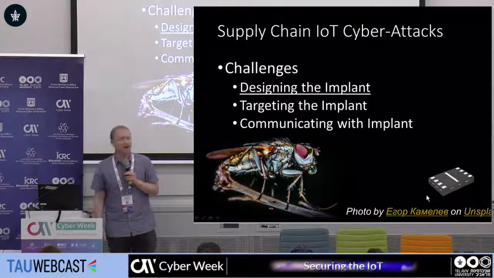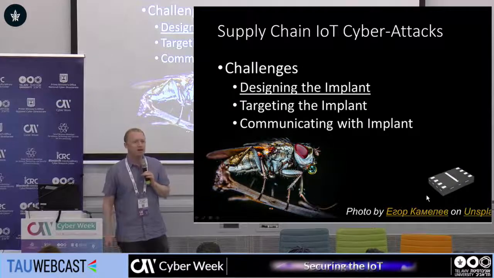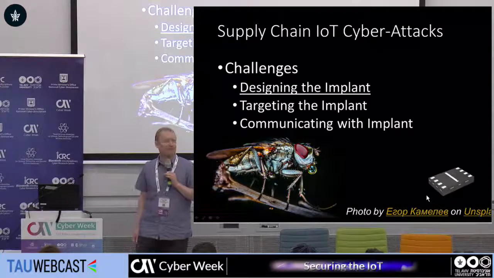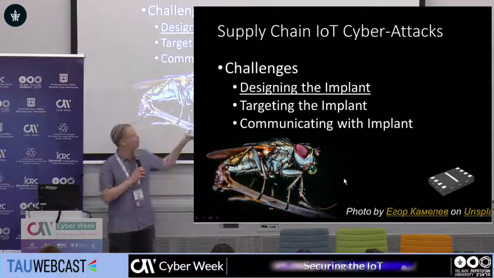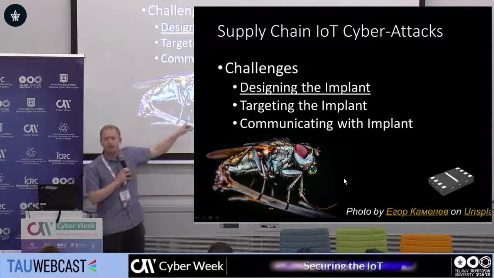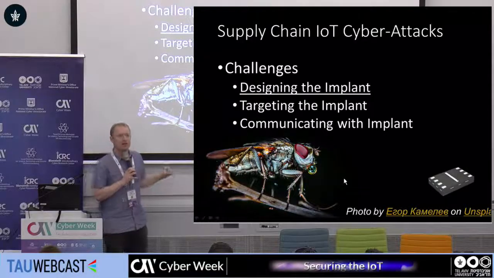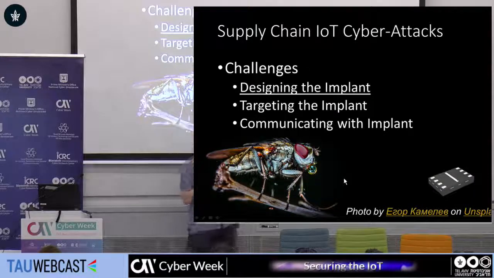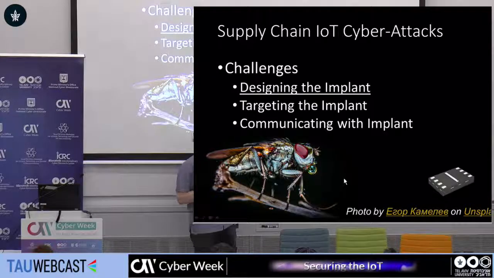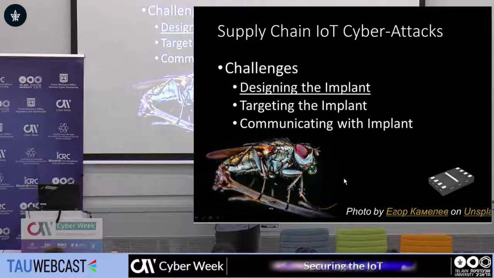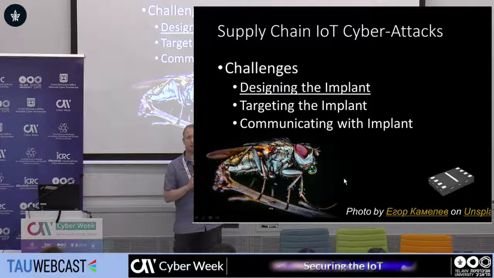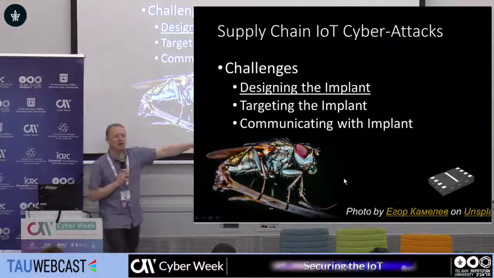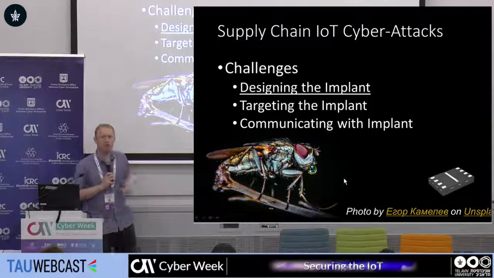So the first thing is designing the implant. What you have here on the left is the common house fly. Size is 5 to 7 millimeters. And what you have on the right is actually a commercial flash chip using the USON 8, the ultra small 8-pin package. The size is 2 by 3 millimeters. So this is the size of an SPI flash, ultra small SPI flash.